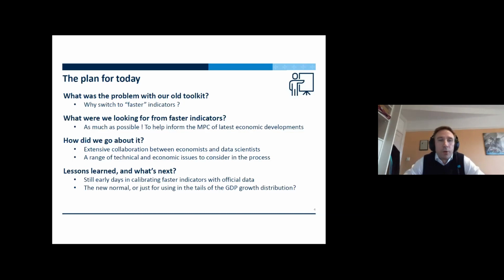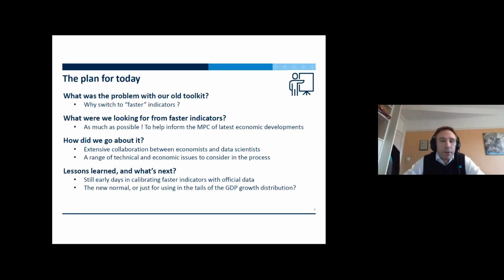Secondly, what are we looking for from faster indicators? Well, the bottom line is that the MPC have to set monetary policy, so giving them the best information we can on what's going on in the economy helps them make more informed decisions. And COVID has had vastly different impacts on different sectors of the economy, where in normal times, much of the economy moves more closely in lockstep. So trying to get a handle on those differences is very important.